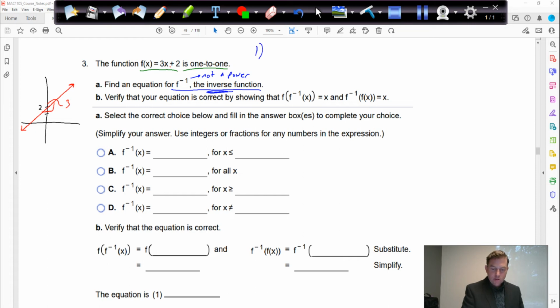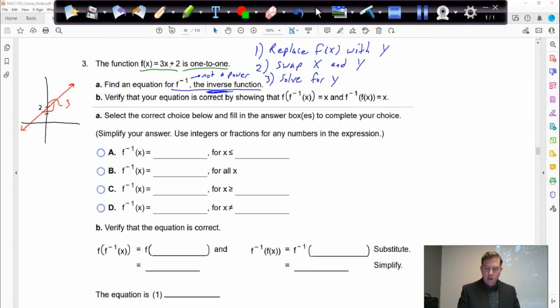Step 1 is replace f of x with y. Step 2 is swap x and y. Step 3 is solve for y, because we just swapped it, so now it's in a different spot, so now we have to solve for it. And then step 4 is replace y with f inverse of x. Okay, so let's try all these steps out on this problem, 3x plus 2.